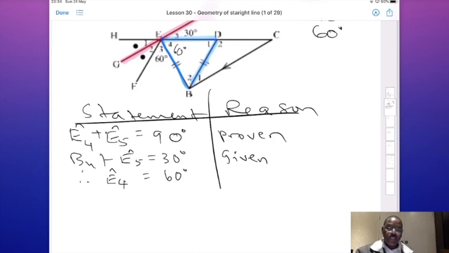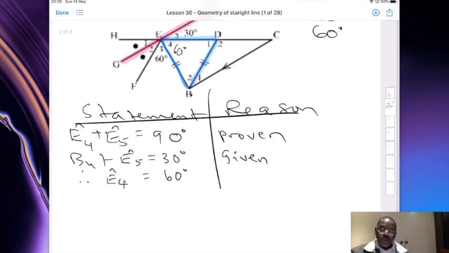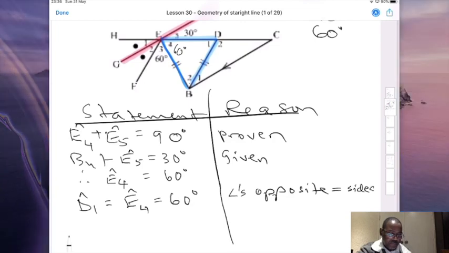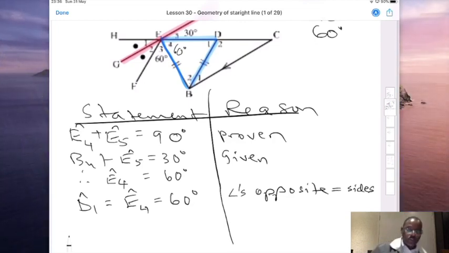D1 is therefore one of the base angles of that triangle, which is isosceles. And we know that base angles of an isosceles triangle are equal. So we know that D1 should be the same size as E4, which is equal to 60 degrees. The reason therefore should be these are angles which are opposite equal sides. So base angles are equal, or you could say angles opposite equal sides. So now we know that D1 is equal to 60 degrees.